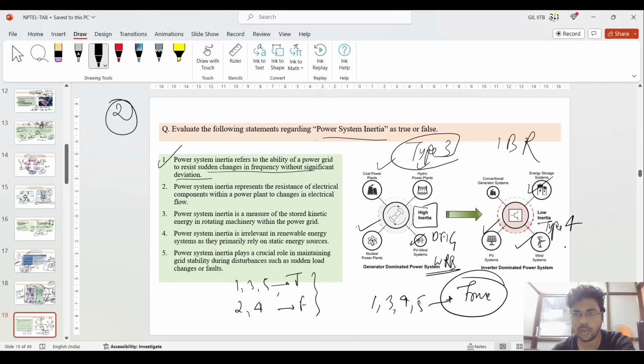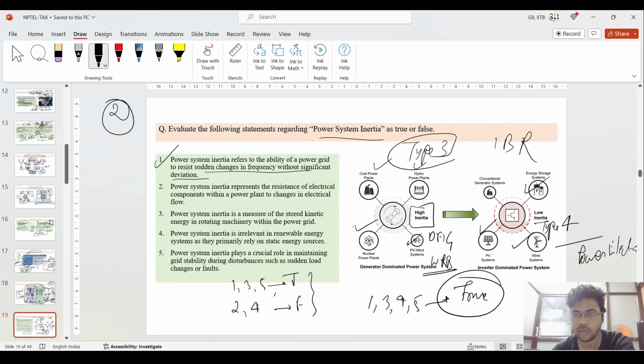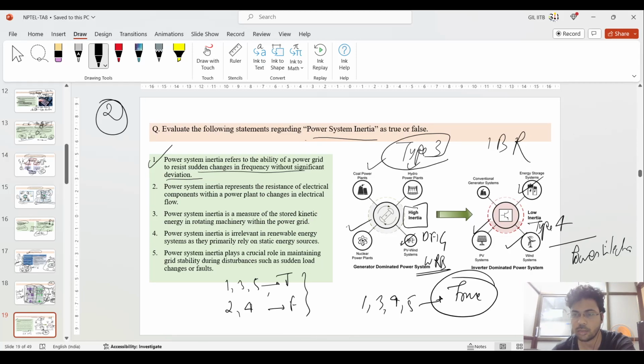What is happening is that the type 3 wind farm has DFIG. The type 4 wind farm has mainly power electronic converters only. It doesn't have a separate path for power conversion. It has a single stage power conversion. In this situation, when the frequency change happens, it does not follow the characteristic which was initially there, that sudden resistance.